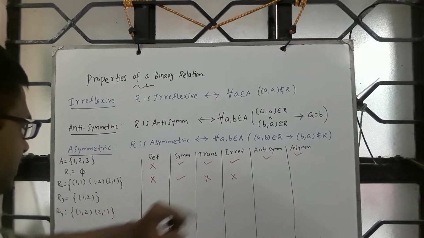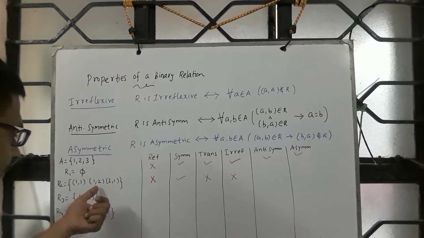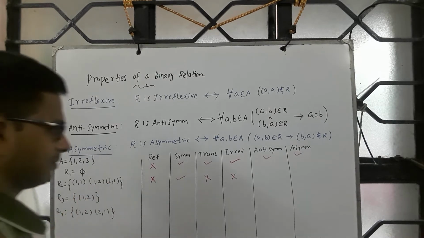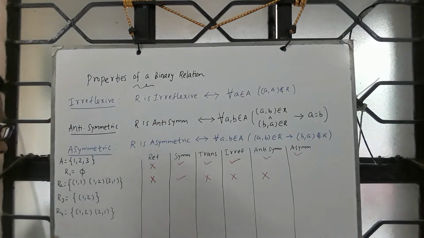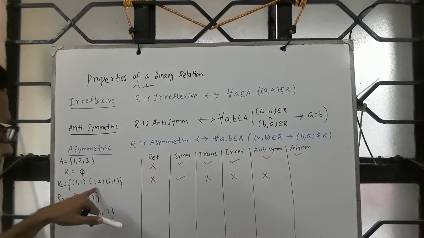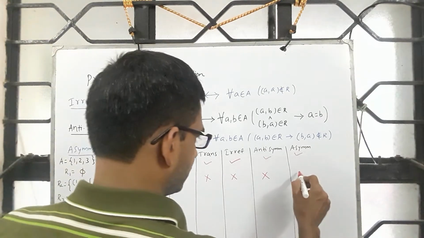The next one is antisymmetric. It says if (A, B) and (B, A), then A and B are one and the same. Answer is no. Now (A, B) is present, (B, A) must be absent. It is not.